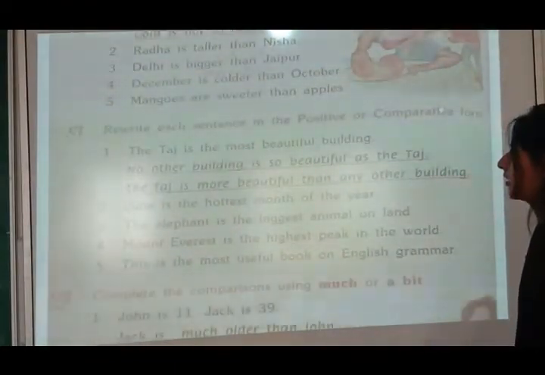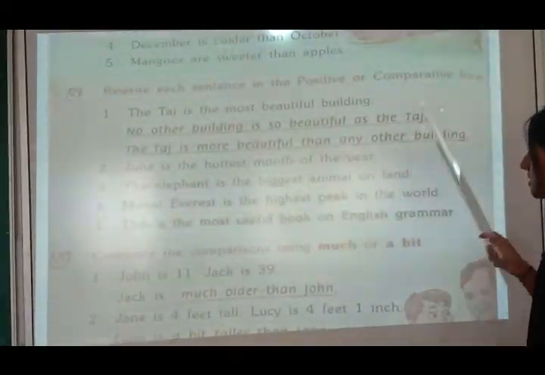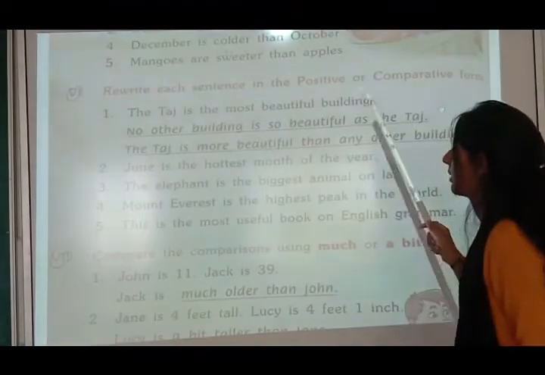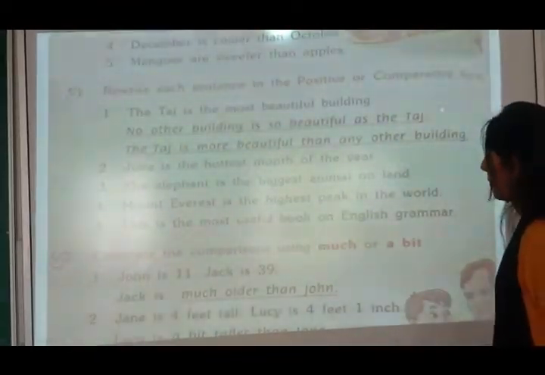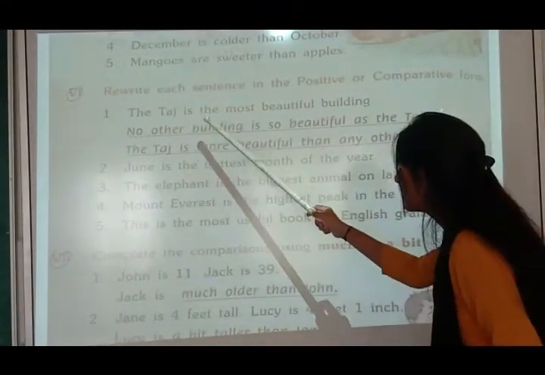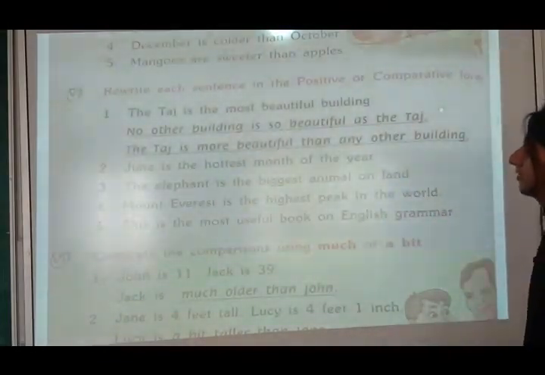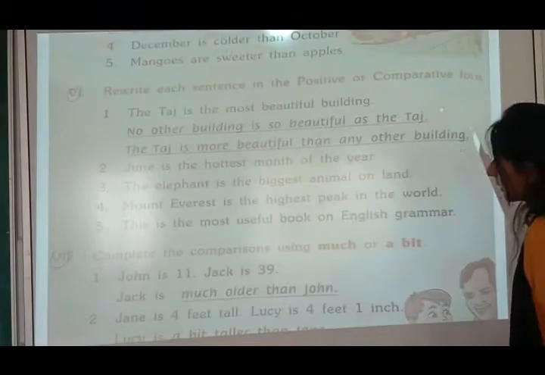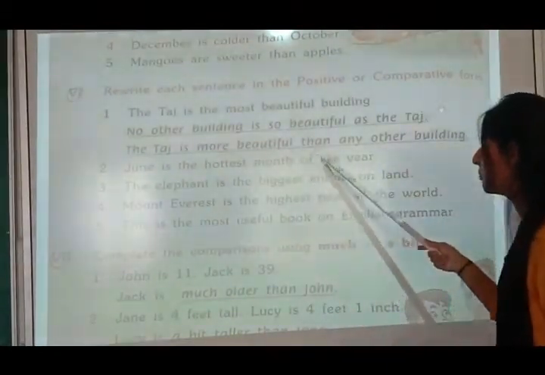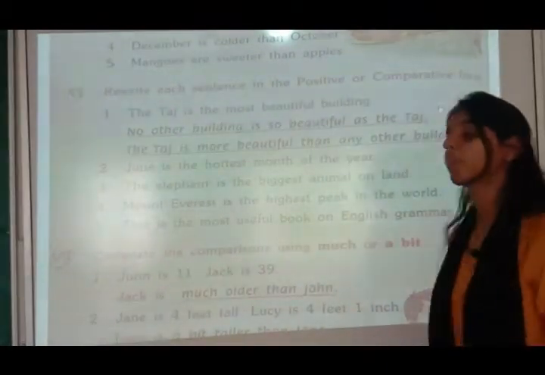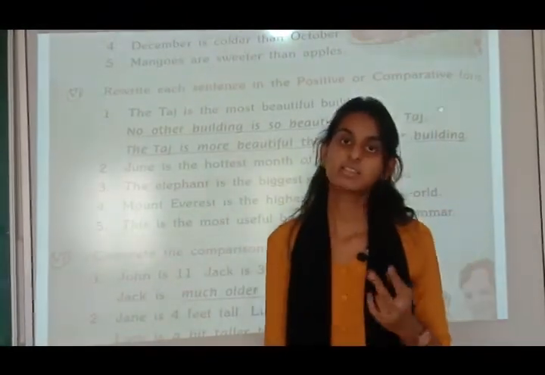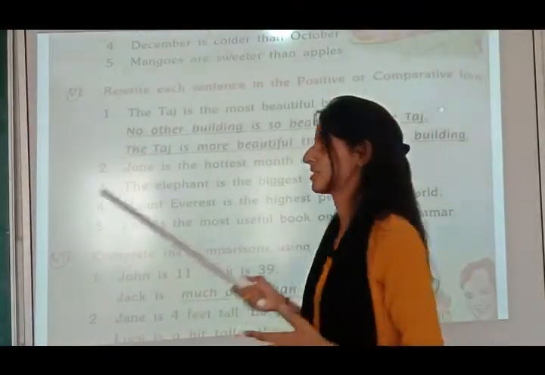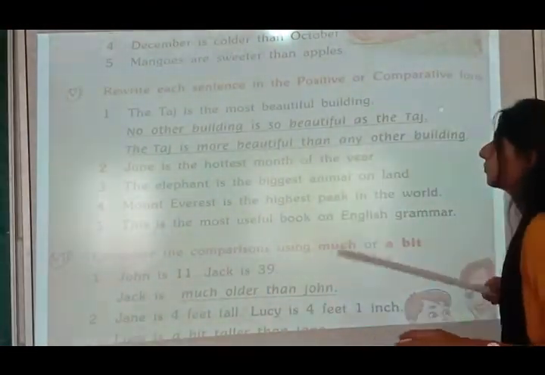Now see, rewrite each sentence in the positive or comparative. You have to write them in positive or comparative form. The Taj is the most beautiful building. No other building is so beautiful as the Taj. The Taj is more beautiful than any other building. Both sentences have the same meaning, but you have to change the sentence into positive or comparative.